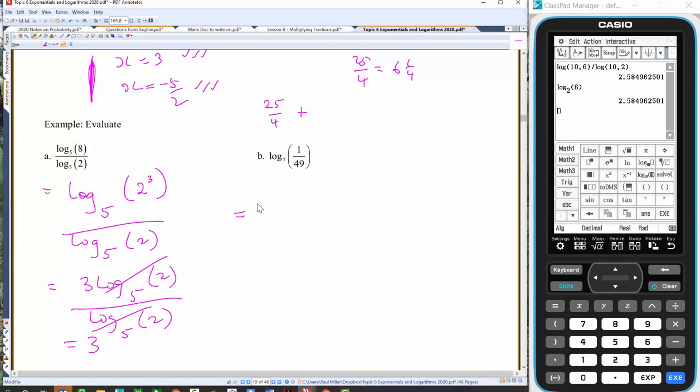All right, this one here, we're going to go log base 7 of 7 to the -1. Use that rule: -1 times log base 7 of 7. And log base 7 of 7, 7 raised to what power will equal 7? The answer is 1. So this is just -1 as an answer.